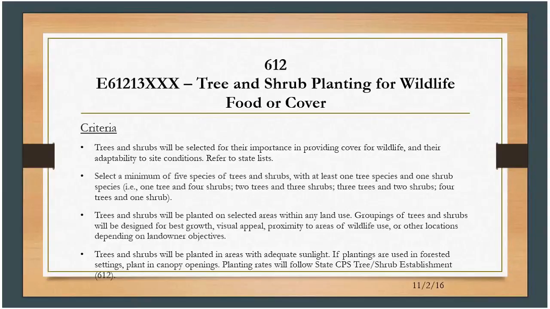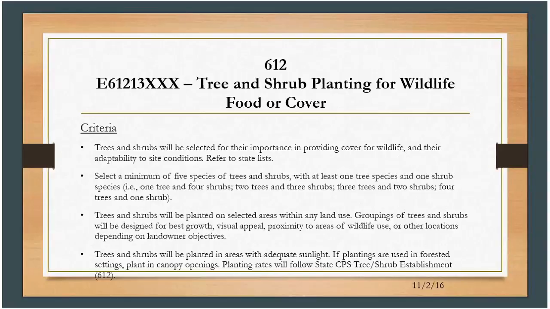Second, to select a minimum of 5 species of trees and shrubs with at least 1 tree species and 1 shrub species. Well, that's interesting. So that doesn't make a whole lot of sense. Not a lot of this does to me. But then it says in parentheses, for example, 1 tree and... I see. So a minimum of 5 of a mix of trees and shrubs.